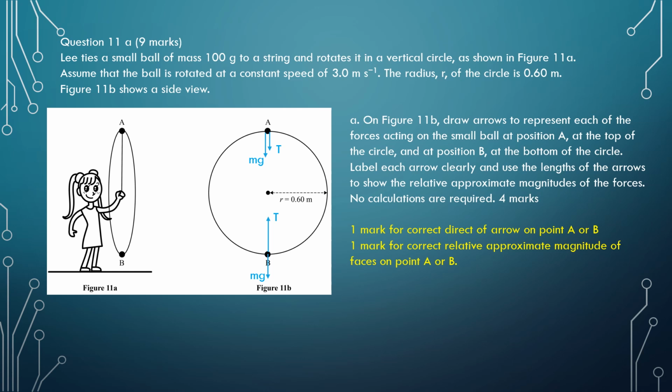1 mark is awarded for the correct direction of the arrow on point A or B, and 1 mark for the correct relative magnitude of forces on point A or B.